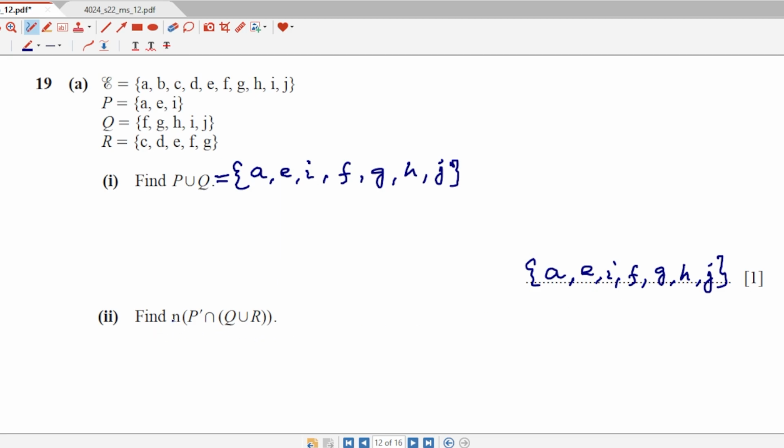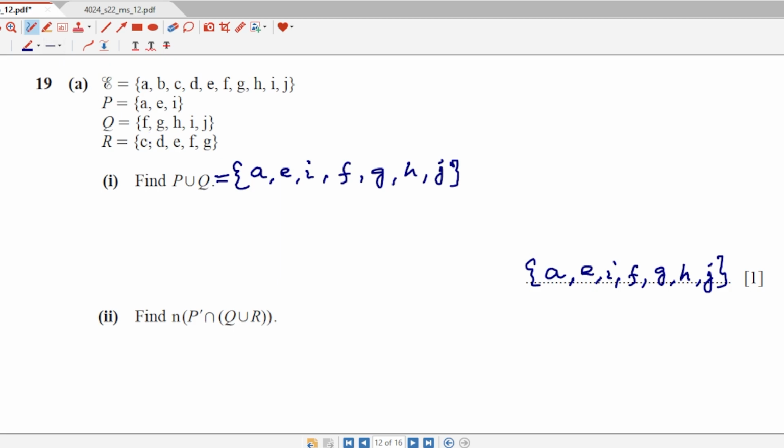Find the number of elements. N stands for number of elements in P complement intersection Q union R. First of all, you need to write the number of elements which are in Q union R. You need to find Q union R.